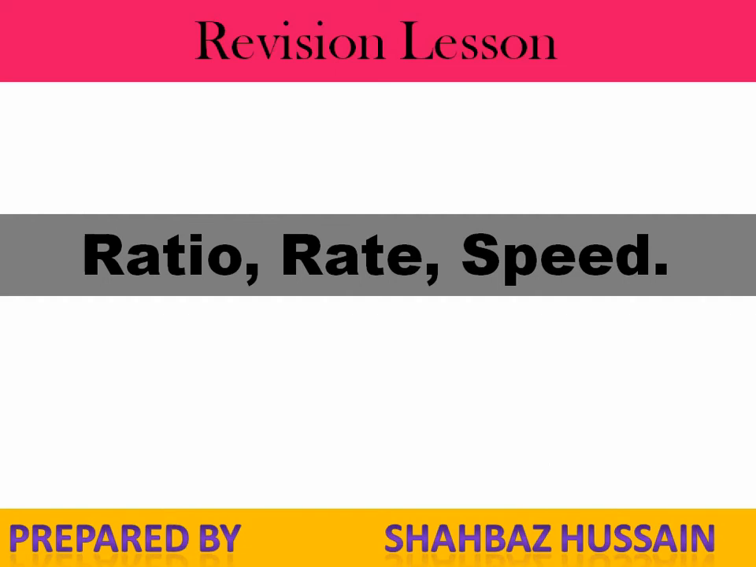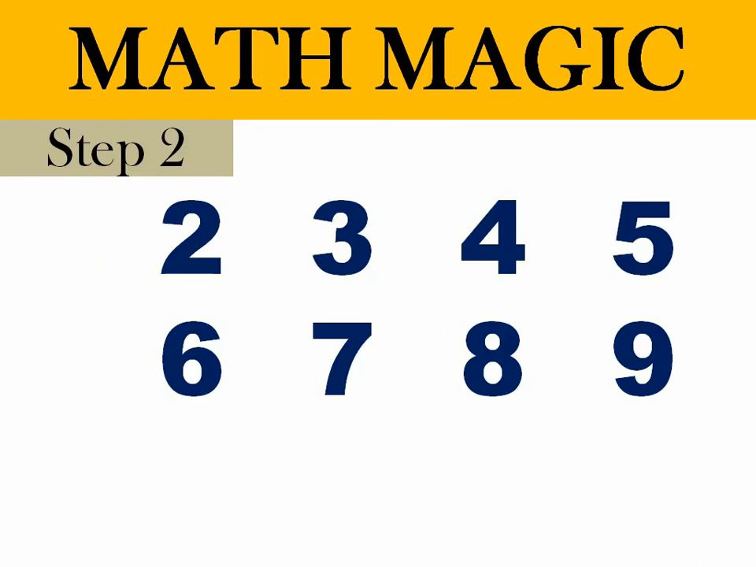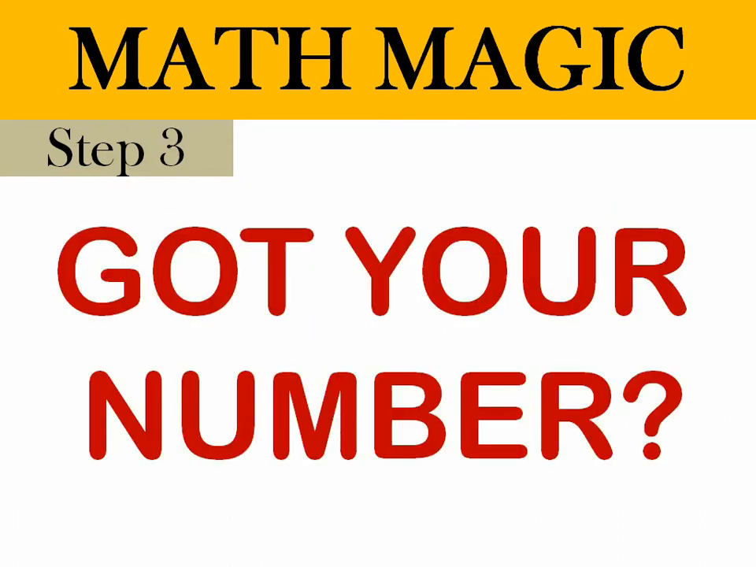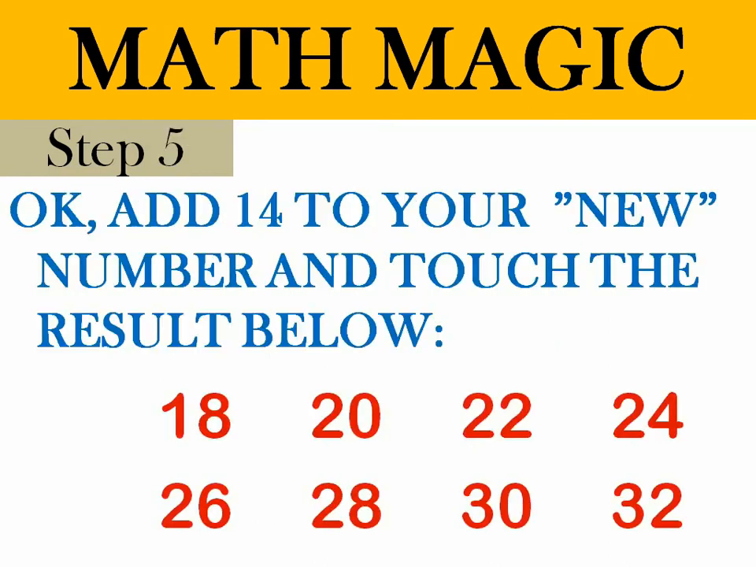Moving on further, first we have to start some kind of tricks, some kind of magic which we call math magic. So you just read the steps and go further. This is step number 2, and then you just pick up the number, and then there's step number 2, got your number. Step number 4 is they double the number and touch the number which you got the answer, and the step number 5 is add 14 to your new number. So follow these steps, you got the magic.